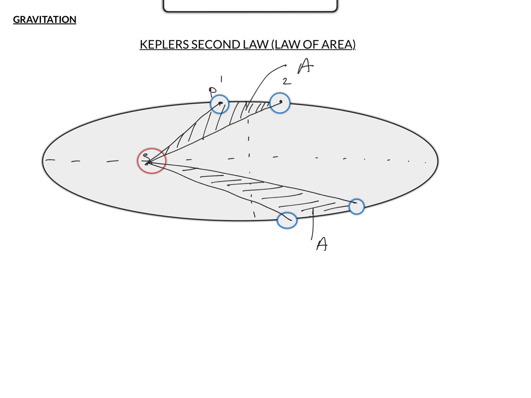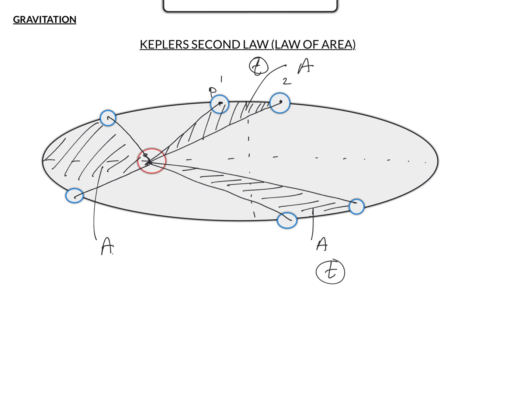Or we can take one more example. Assume that at an instant the planet was over here, and in the same time interval t that we considered earlier, the planet reaches somewhere over here. This is the line joining the center of the planet and the center of the Sun, and this is the area covered by it. So all these areas are the same if you take the same time interval. This is known as Kepler's second law, or the law of area.